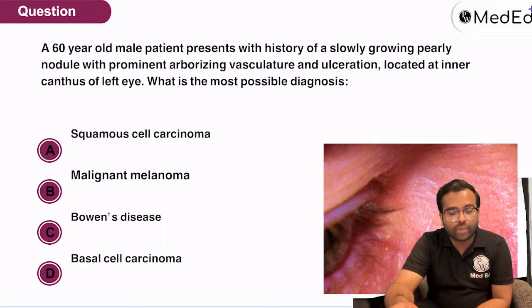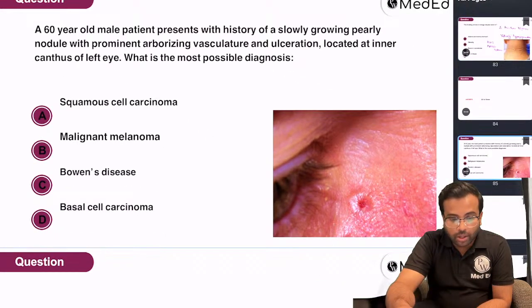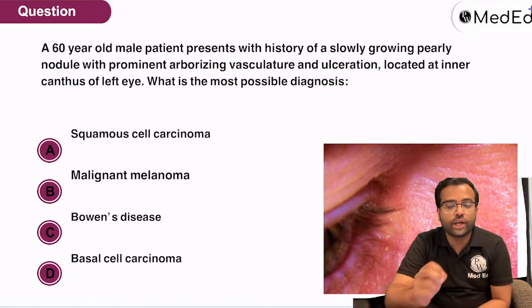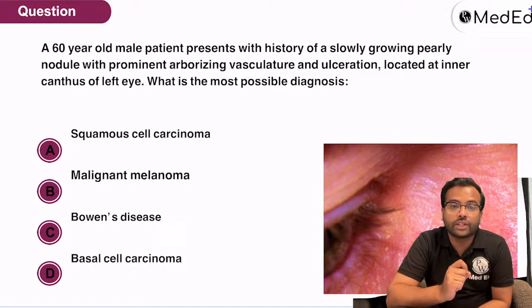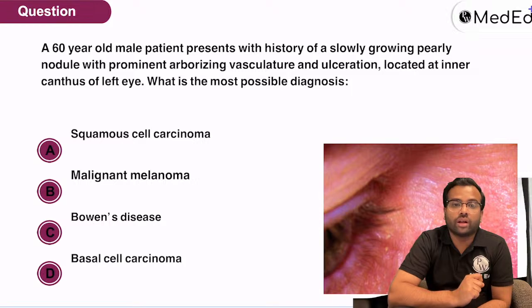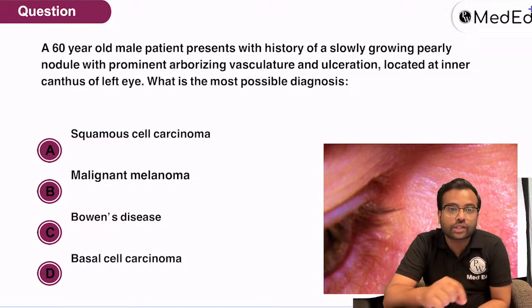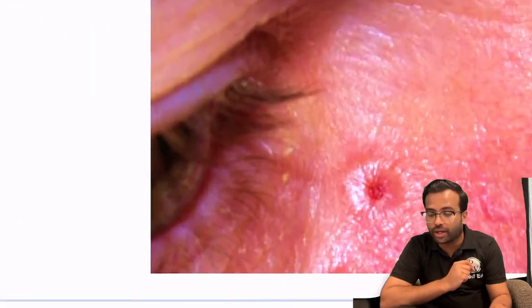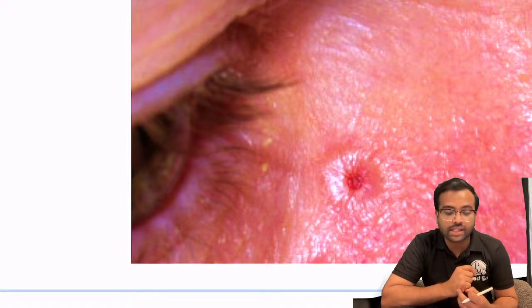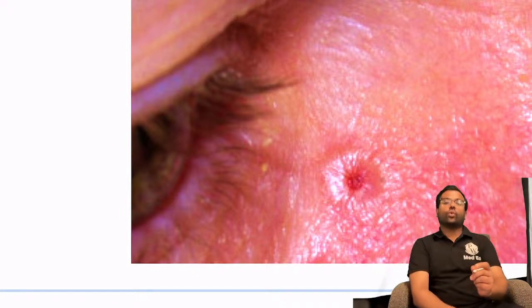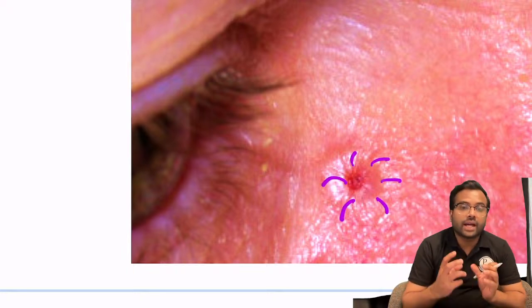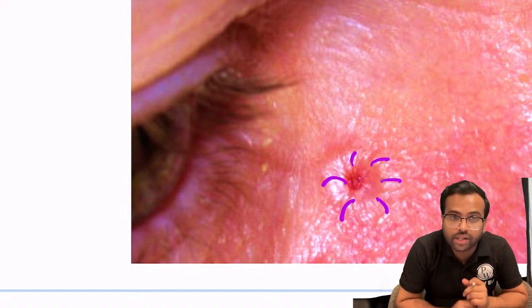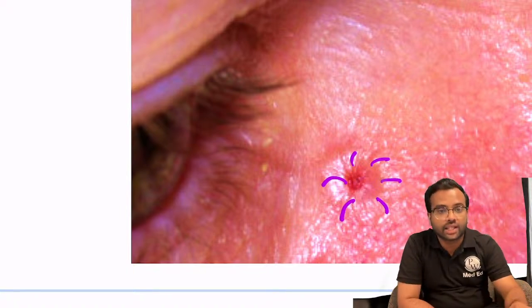A 60-year-old male patient presents with a history of a slowly growing pearly nodule with a prominent arborizing vasculature and ulceration, located in the inner canthus of the left eye. What is the most probable diagnosis? So this is the image that you can see. What you see in this image is a rolled up border of this lesion. In the center, you can see some prominent arborizing vasculature. We can also call it telangiectasia.